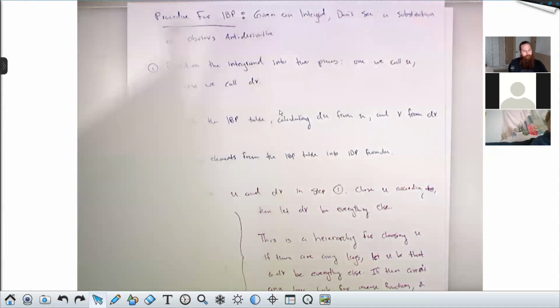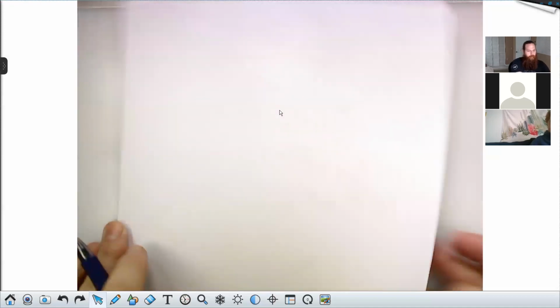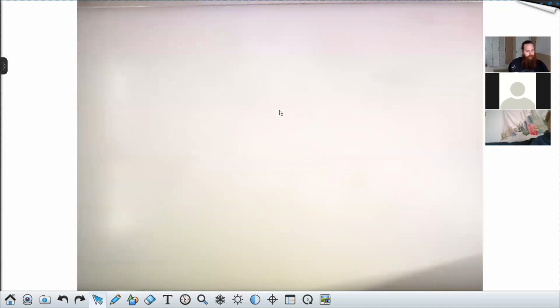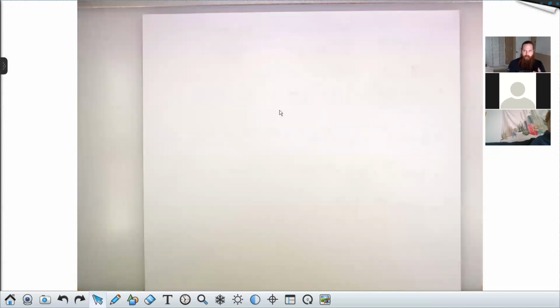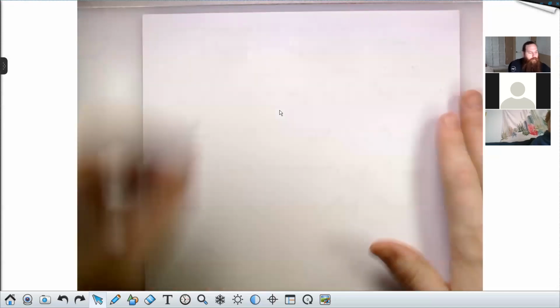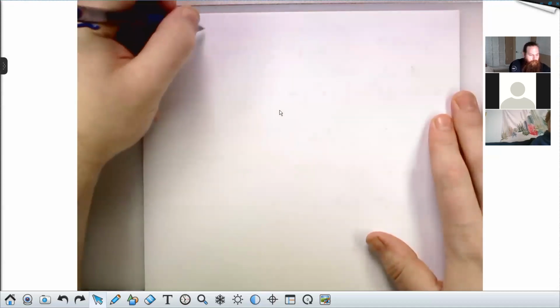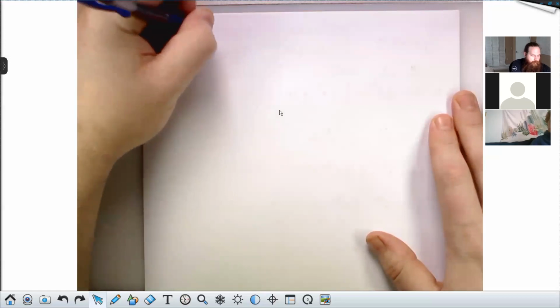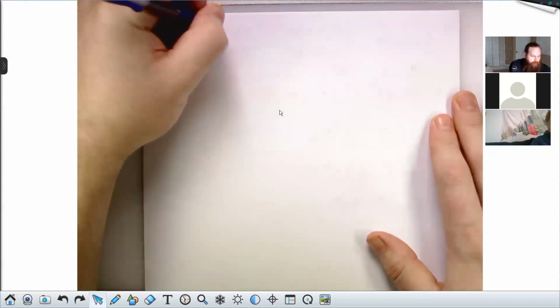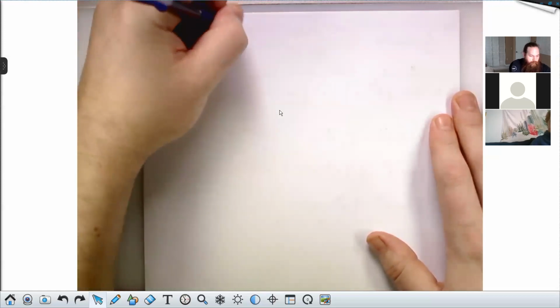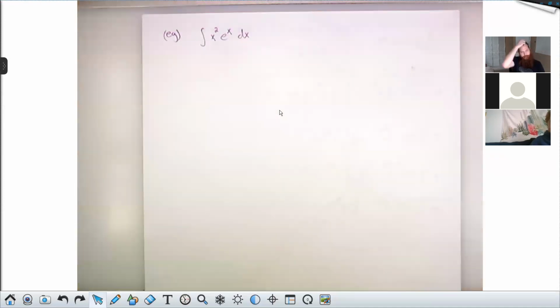Okay, let's do one more example here. And then I'm going to do my best to show you why the formula works, show you how it really is just a backwards product rule. But before we do that, one more little bit of practice. Here I'd like to integrate x squared times e to the x.